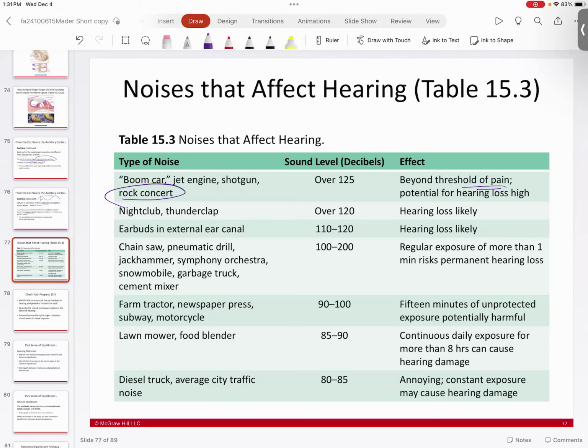Because you have a different experience. If you're the conductor, then you're going to get a different experience than if you're way back in the nosebleeds, right? But that's kind of interesting. Kind of getting a little further down, so 90 to 100, you've got things like tractors, the subways, motorcycles, which you can hear all over the neighborhood. Those typically you're looking at a 15-minute cutoff before you're starting to run into danger.